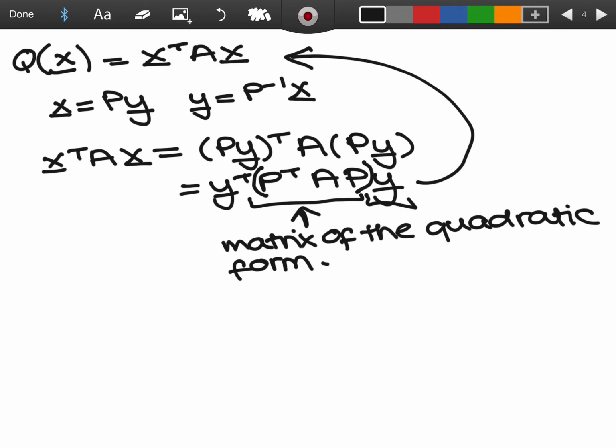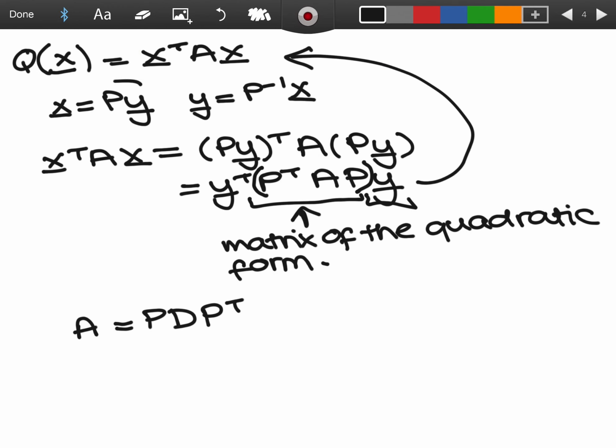Now, I said to you a second ago that we can choose P strategically so that this thing actually comes out to a diagonal matrix. You'll remember from the previous chapter that if A is symmetric, then we can find this orthogonal matrix P such that A is similar to this diagonal matrix D. So not only does A equal PDP inverse, it actually equals PDP transpose because P is orthogonal.